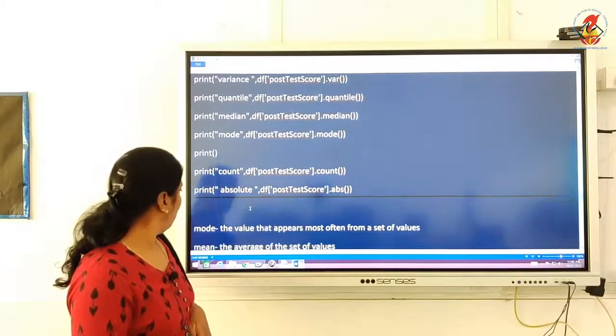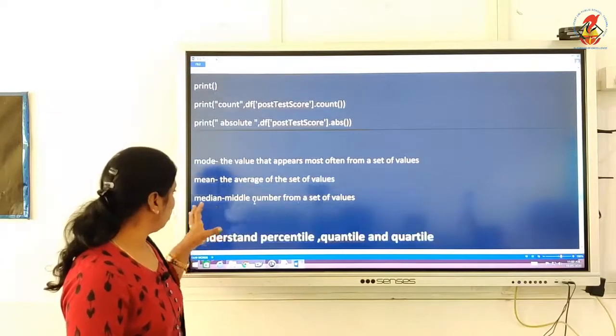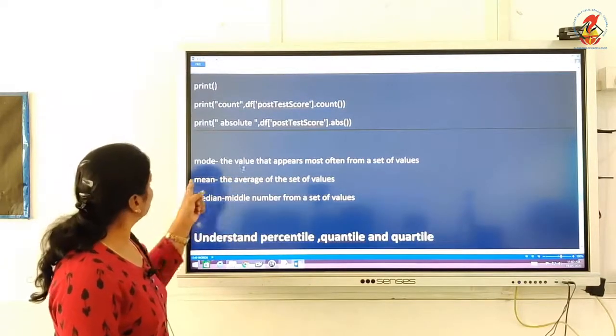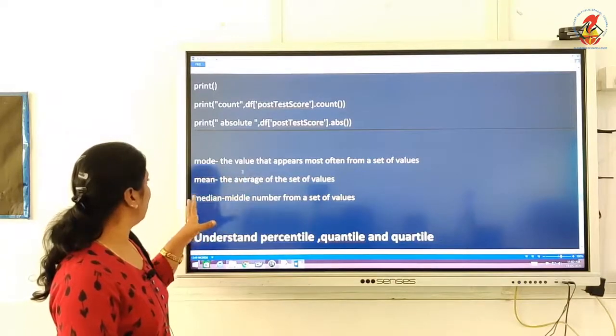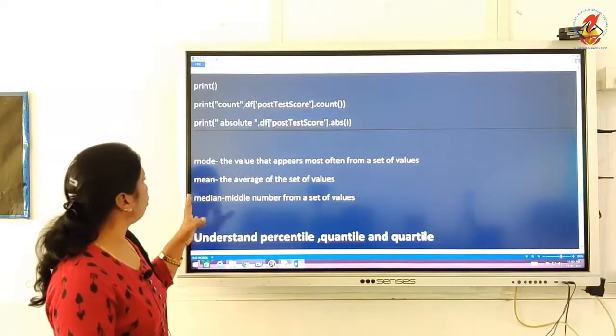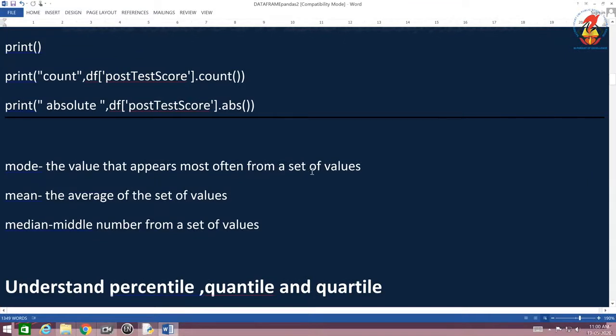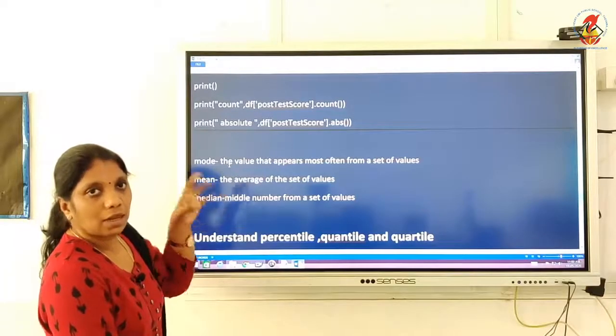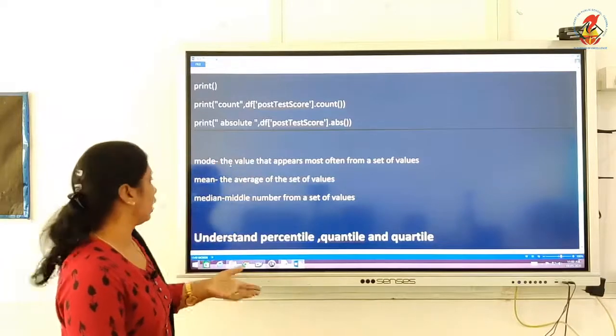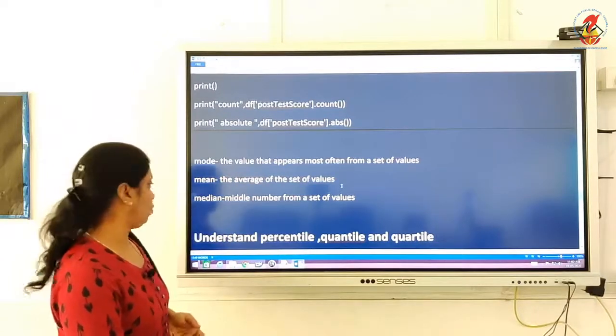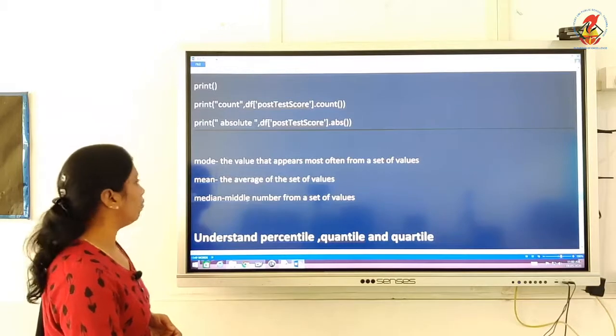So quantile, I have shown one example. Wait. So just to say what is mode, what is median and mean and all, I am giving here: mode is a value that appears most often in a set of values. So suppose you have a value which is coming many times or often in your corresponding set, that will be the mode. Okay. But in my case nothing was repeated, so everything came together. And mean is the average of the set of values, and median is the middle number from a set of values.